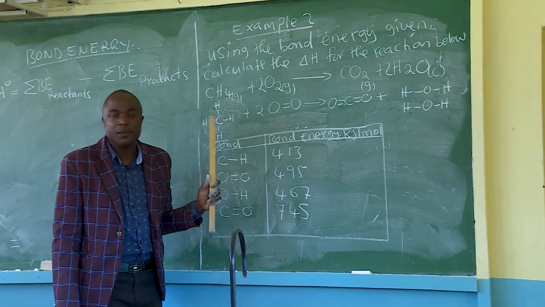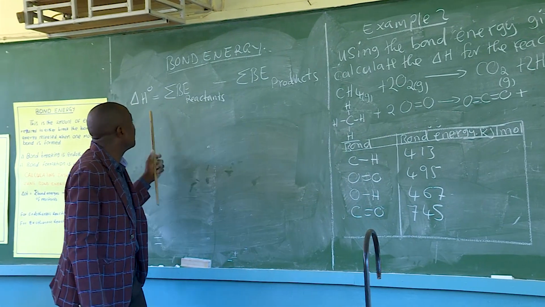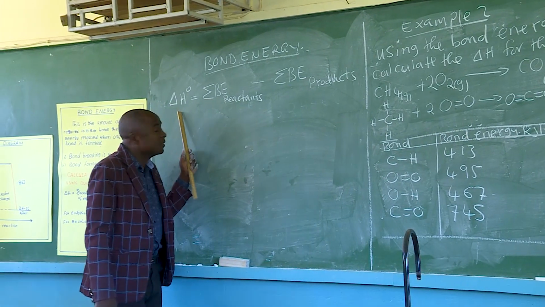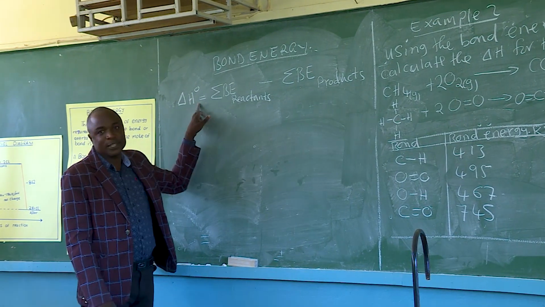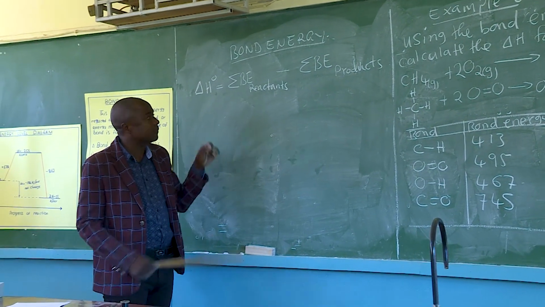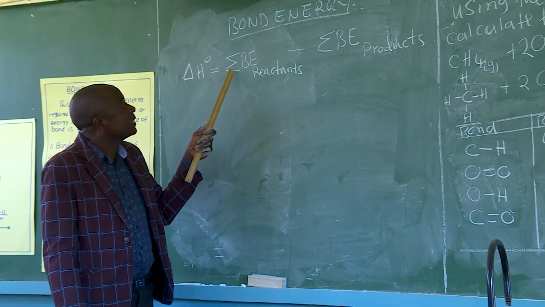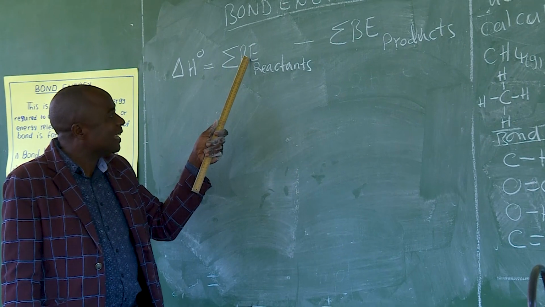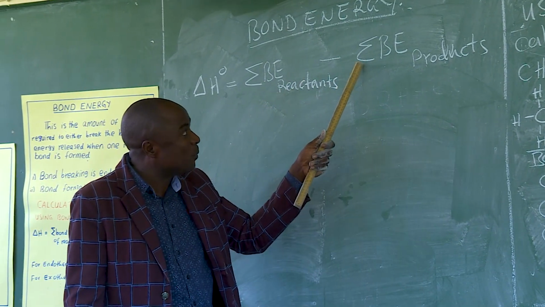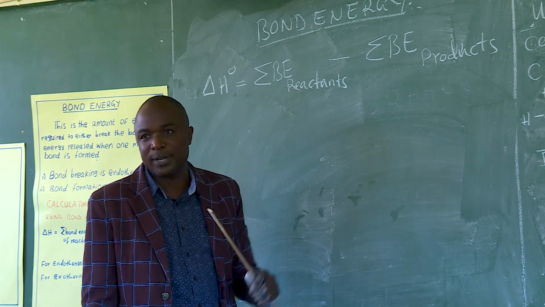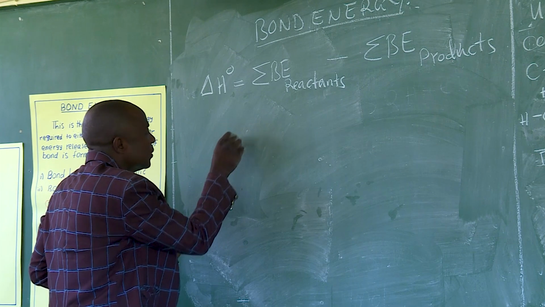Are we okay? Yes. We can now go back to our equation, how to calculate the standard enthalpy change of formation. We use this equation which you have already been given. Standard enthalpy change of formation is equal to sum of bond energy of reactants minus sum of bond energy of products. So now, we are going to bring down the values.